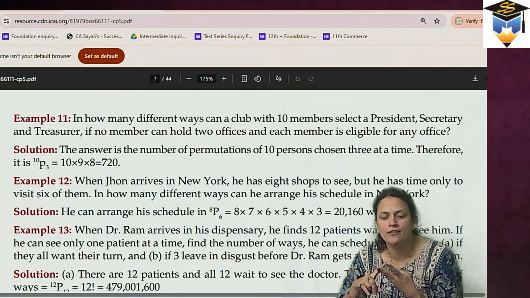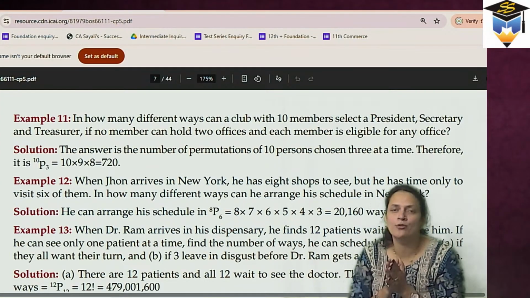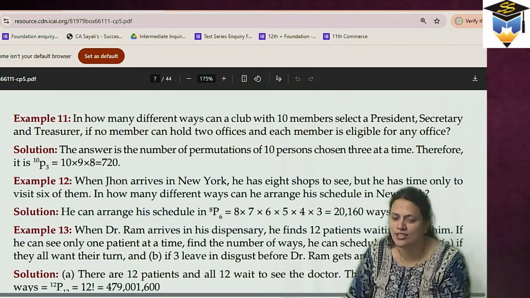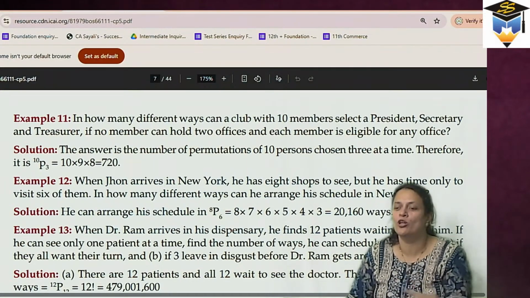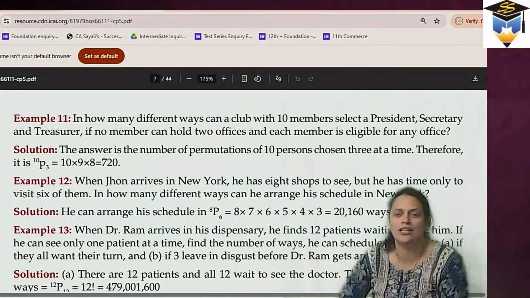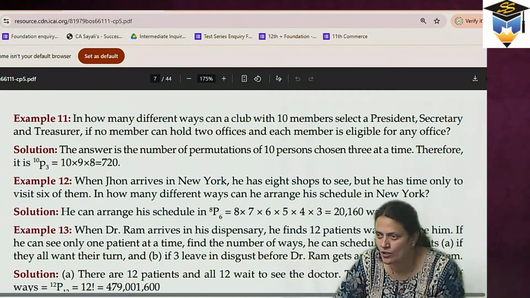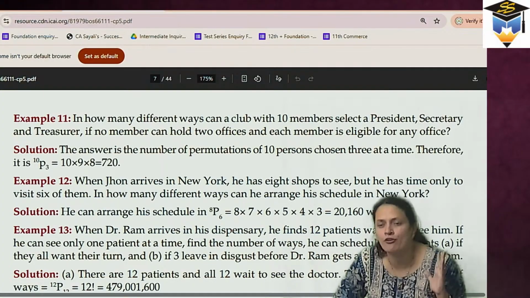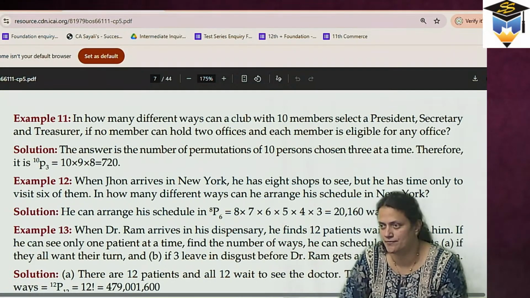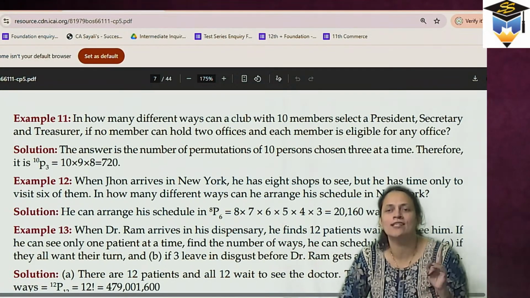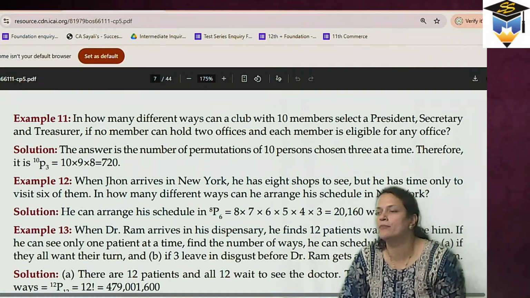So that can be done in 10P3 ways. Now many students will get confused here because of this: no member can hold two offices and each member is eligible for any office. But is that of importance right now? We have to just choose any 3 from a group of 10. That's it. Correct? So this example is an example of permutation.